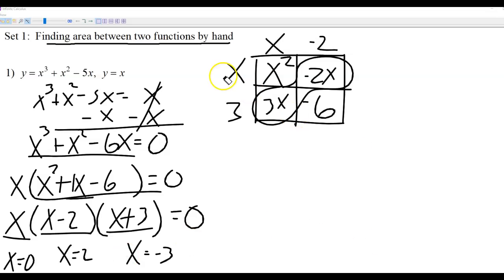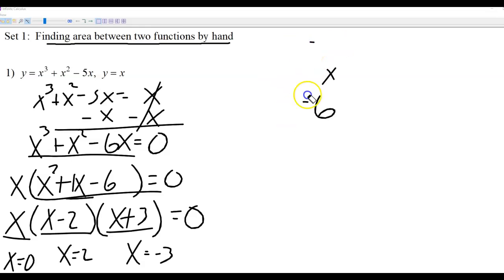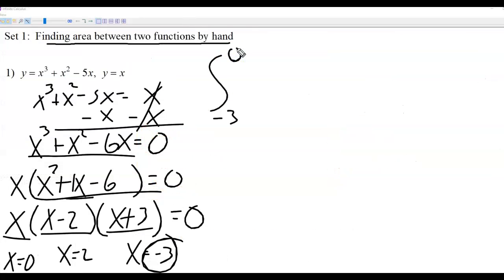Okay. Now step 2 is we're going to write out our integrals. So here we go. My first one, starting with my lowest x value, negative 3, is where they start crossing. After that, the next place where they cross is 0. So we go from negative 3 to 0. My next integral is going to pick up where that one left off at 0, and then it's going to end at the last cross point, which is 2.